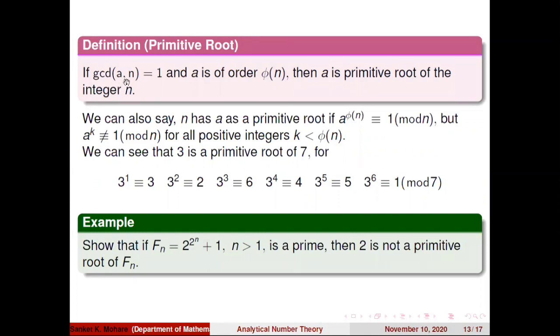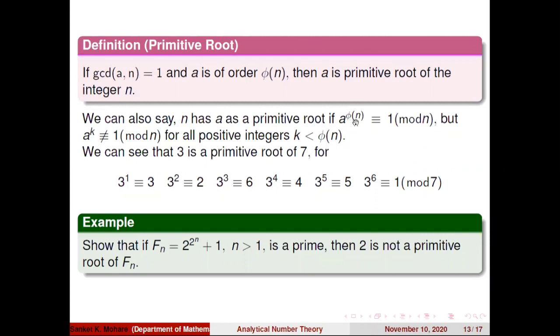So here one extra condition, what? a and n are co-primes, means relatively prime, that is their GCD is 1. Okay, so whenever a to the power phi n is congruent to 1 modulo n, then we say that a is a primitive root of the integer n. Okay, so here they distinguish. We can also say n has a as a primitive root if a to the power phi n is congruent to 1 modulo n, but a to the power k is not congruent to 1 modulo n for all positive integers k less than phi n.